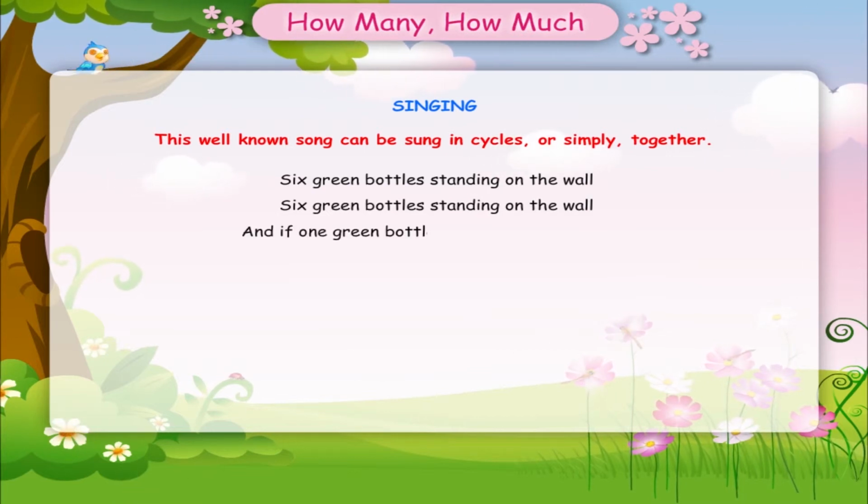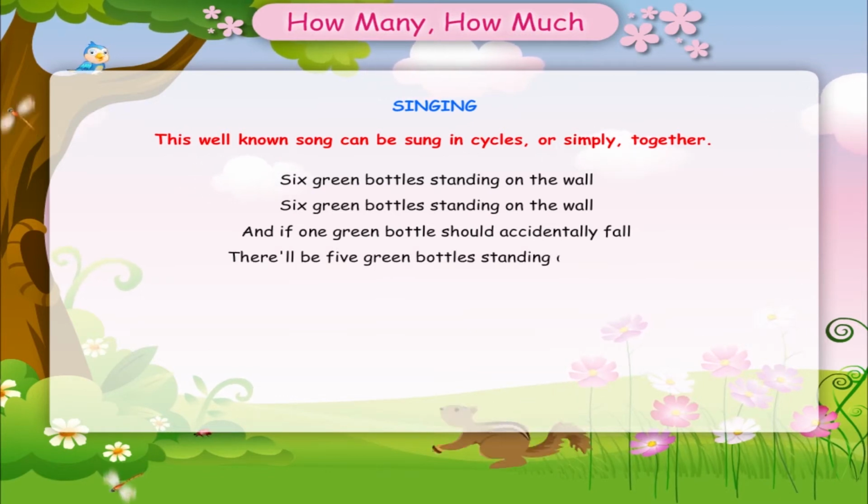And if one green bottle should accidentally fall, there'll be 5 green bottles standing on the wall.